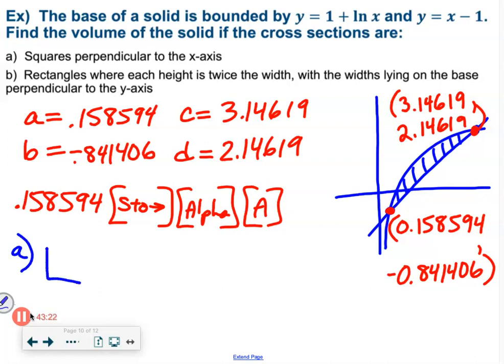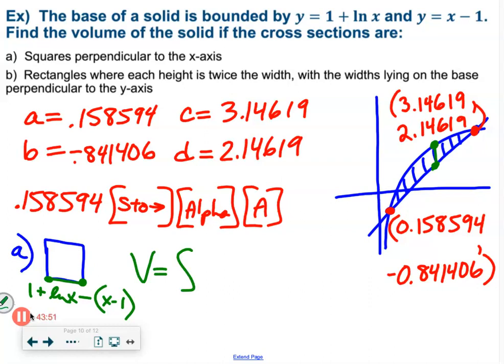So our first shapes are squares perpendicular to the x-axis. Perpendicular to the x-axis, is that going to be a dx or a dy? Dx, top minus bottom. What function's on top? 1 plus ln x minus x minus 1, right? That is the length of the side of your square. Volume is the integral of the area of the square. So it would be 1 plus ln x minus 1 quantity squared dx.